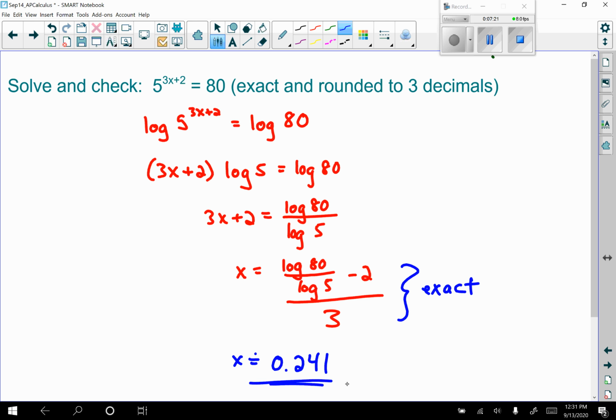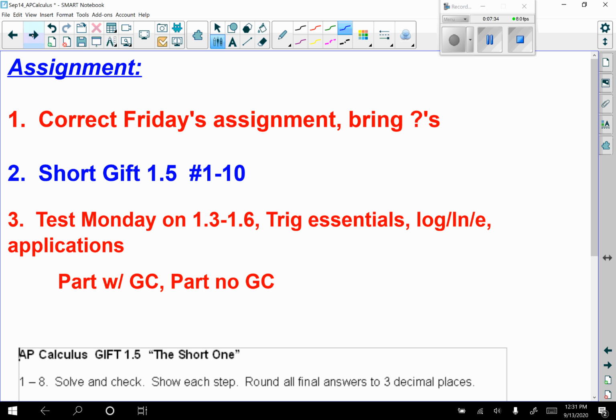All right, so just a few more questions. Again, these equations weren't pertaining to any kind of specific exponential or modeling equation for exponential growth or decay or interest, compounded interest. All right, so again, be ready with questions tomorrow off of Friday's assignment. Go back and correct them. Here I have a short gift, 1.5, 1 through 10.